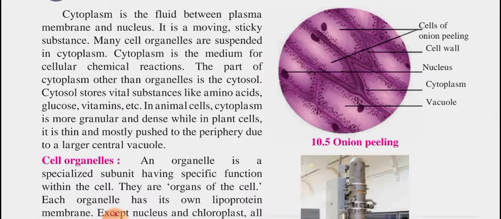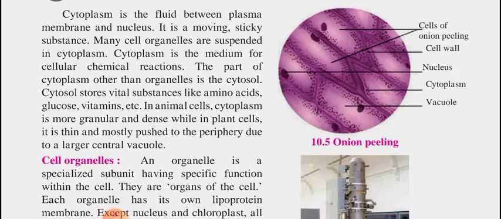So cytoplasm is the fluid between the plasma membrane and nucleus. It is a moving sticky substance. Many cell organelles are suspended in cytoplasm. Cytoplasm is the medium for cellular chemical reactions. The part of cytoplasm other than organelles is the cytosol. Cytosol stores vital substances like amino acids, glucose, vitamins, etc. In animal cells, cytoplasm is more granular and dense, while in plant cells it is thin and mostly pushed to the periphery due to the large central vacuole.